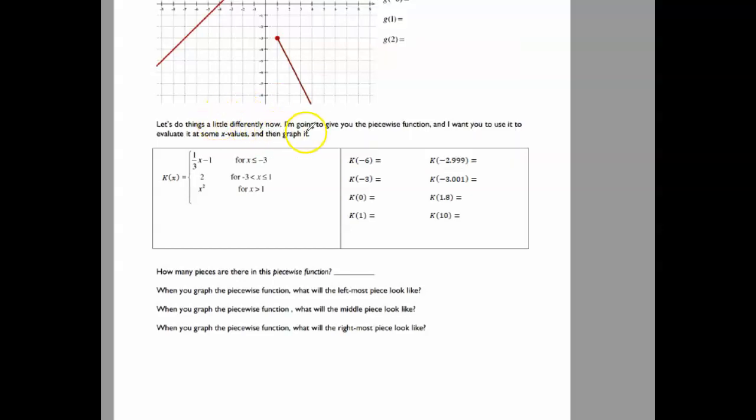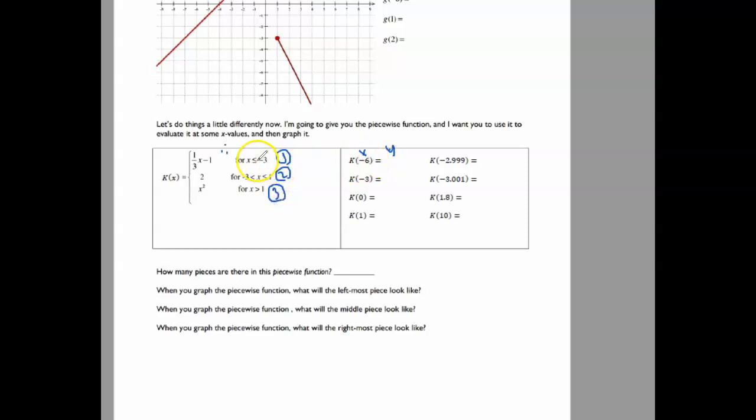Let's do things a little differently now. I'm going to give you the piecewise function, and I want you to use it to evaluate some x values and then graph it, which we're going to do in next class, actually. First, this is asking you to find the y value when x is negative 6. So how should I do it? First thing is you're going to determine whether you're going to use the first piece, the second piece, or the third piece by looking at your x value.